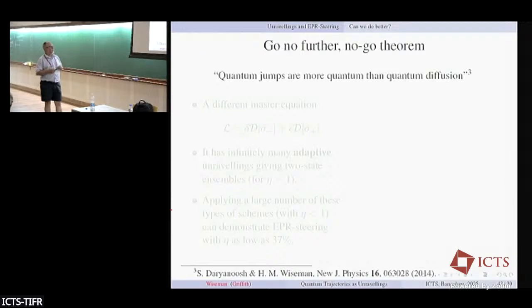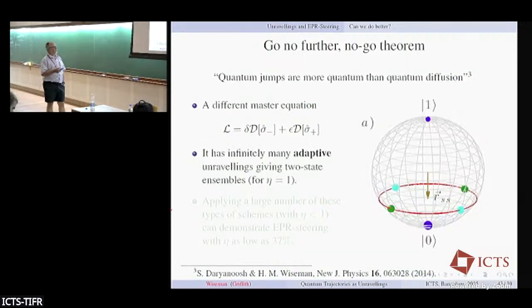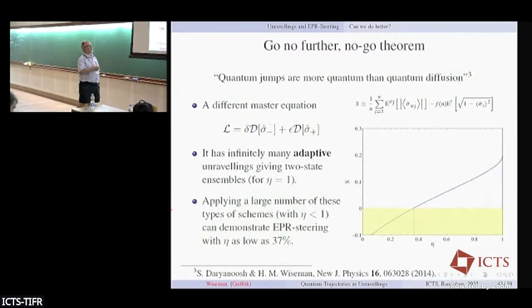But we also showed in this paper that, while there's a no-go theorem, we can go no further than this no-go theorem because we can put in something which is not diffusion, in other words, quantum jumps. Maybe I won't go through the details of the different scheme we consider. I'll just say it involves adaptive unravelings, which I'll talk about soon. It's a much more complicated type of system, but nevertheless, it's conceivable. And in this case, we find a very different result: it is possible to show EPR steering with an efficiency as low as 37%.